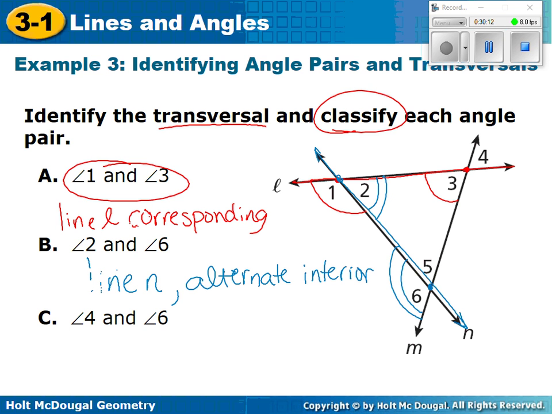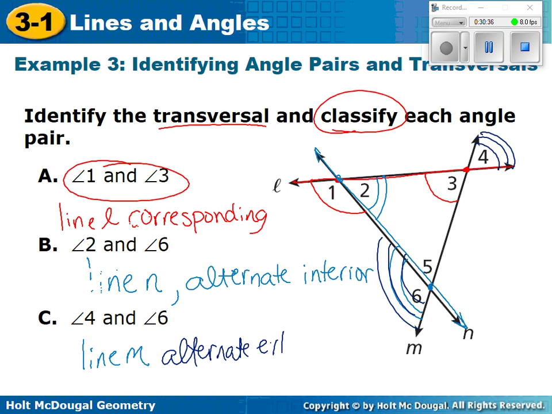Last ones, 4 and 6. What's the transversal? Line M. And so 4 and you said 6, right? So 4 and 6 would be alternate exterior. Questions on this one? Okay, pretty easy today? All right.